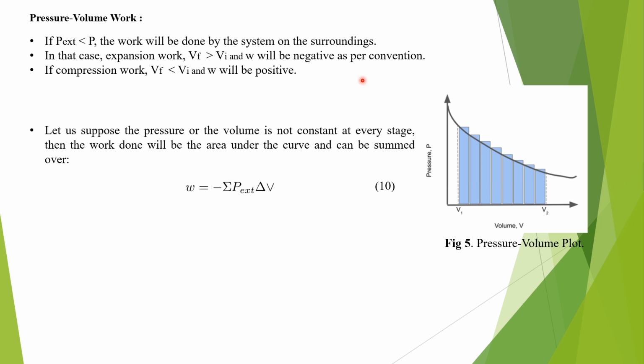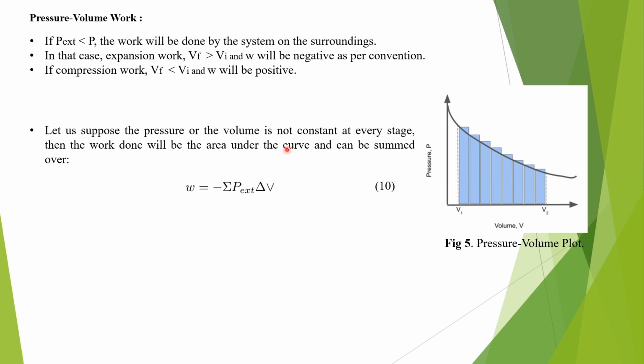This is by convention. So in compression work, Vf is less than Vi and W will be positive. For expansion work, delta V is positive, so work done is negative. For compression work, the change in volume, delta V, is negative, so W will be positive.